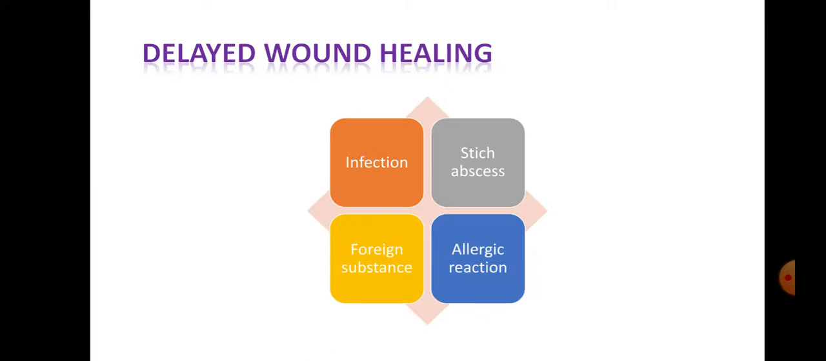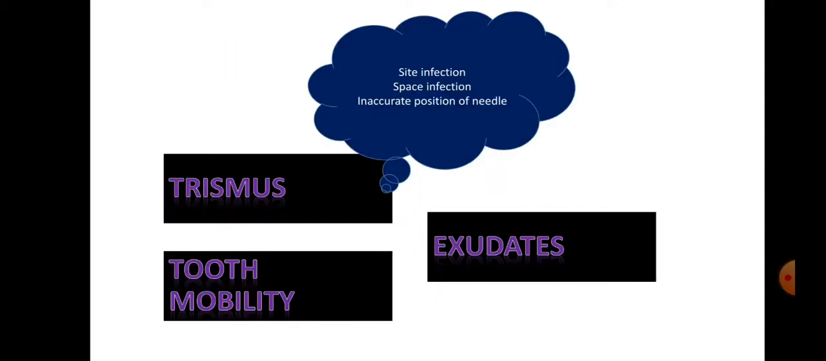So what is the reason for delayed wound healing? Infection, stitch abscess, foreign substance and allergic reaction. Then we look into the presence of trismus, tooth mobility and exudate, and for the presence of any kind of site infection, space infection and inaccurate position of the needle. So these are the things which we have to look into in the second day of postoperative evaluation.